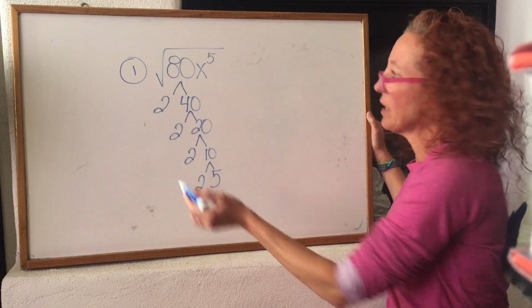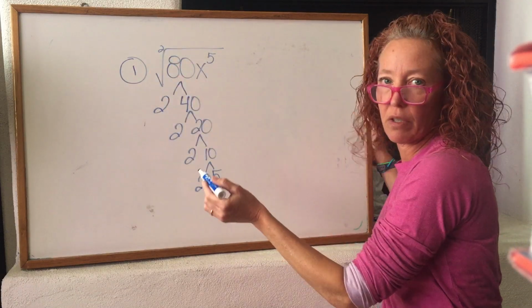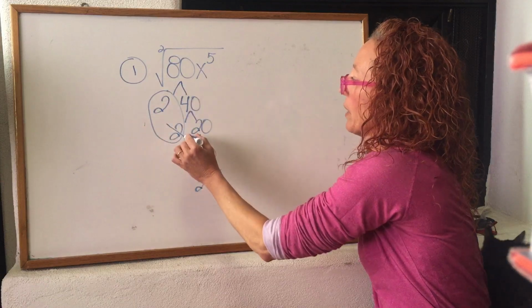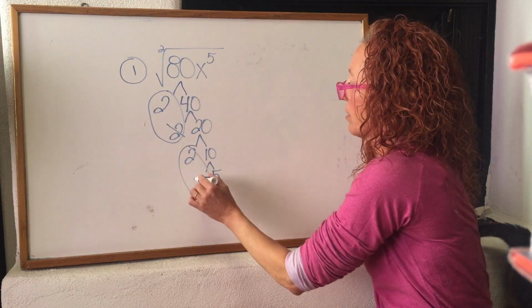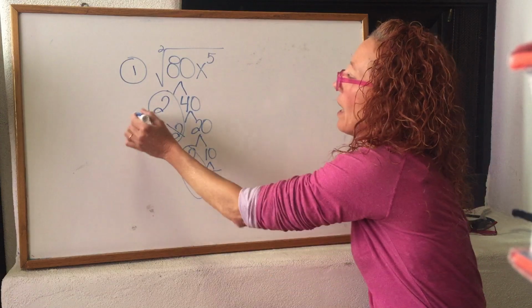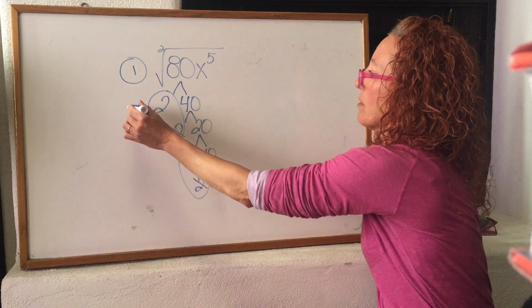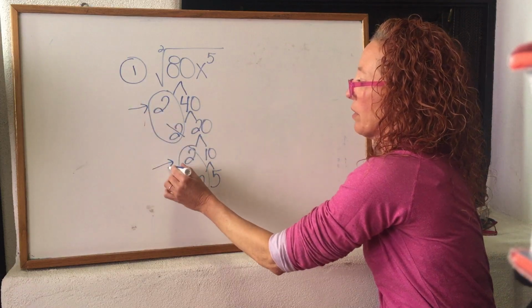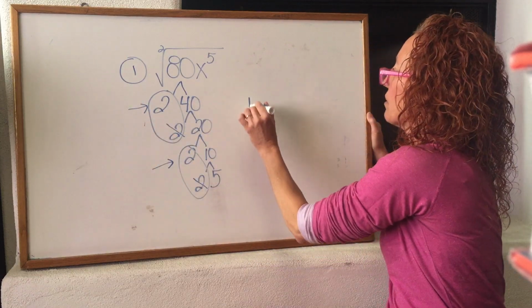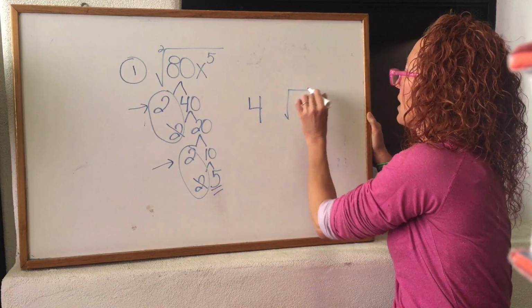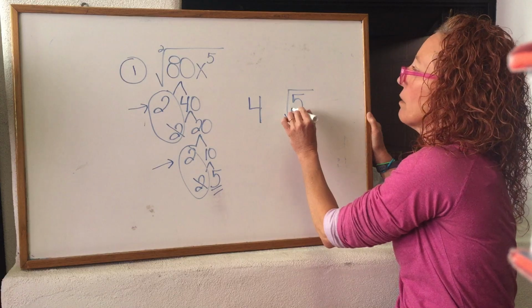Any pairs that you see, because it's the square root, so we're circling things in pairs. So any pairs you see, circle the 2's, one guy cancels. Circle the 2's, one guy cancels. Anything that's circled is going to break outside that radical. So this 2 comes out, that 2 comes out. 2 times 2 is 4. This 5 is not circled, so it's going to stay underneath the radical.